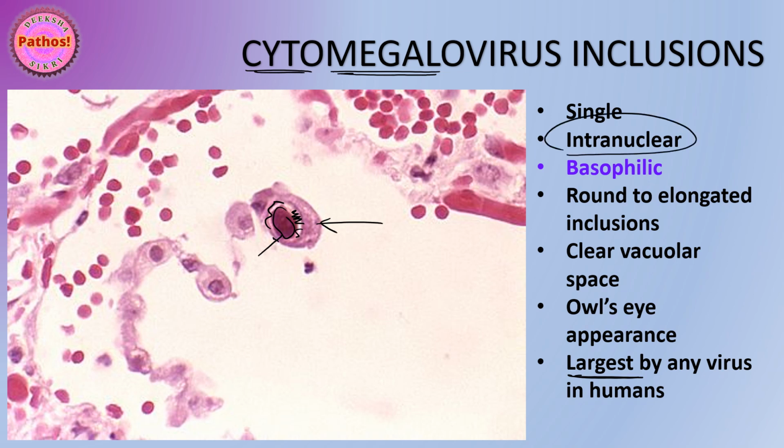You can compare it with Reed-Sternberg cell, because Reed-Sternberg cell would have two, binucleate appearance, and they're a little more pinker than this inclusion. Okay.